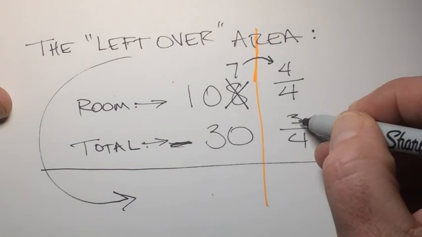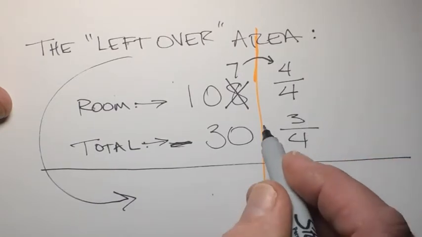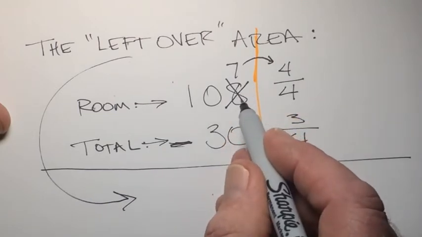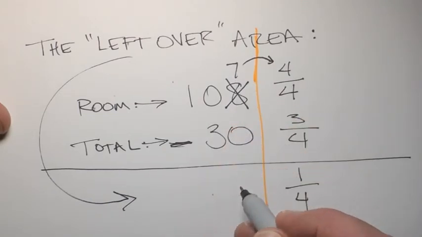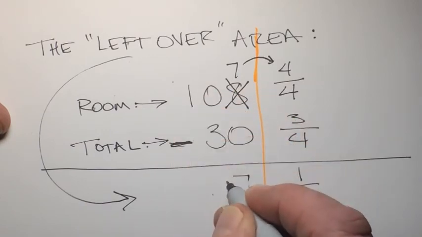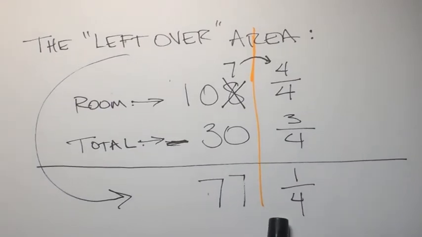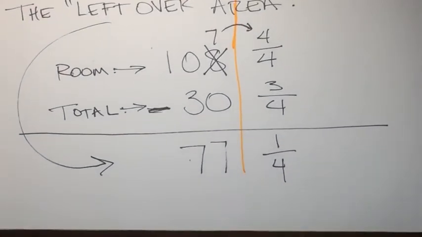4 take away 3 would be 1/4. And we're done with the fraction side. Let's do the whole number side. 7 take away nothing is still 7. And then 10 take away 3 would be 7. So it looks like our final answer would be 77 1/4.